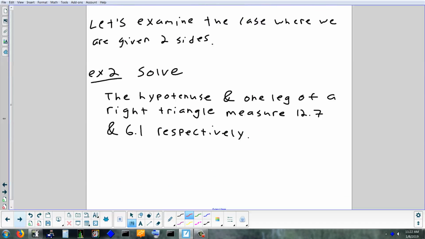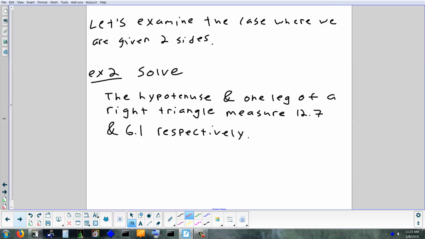All right, so let's look at this one. This is the case where you're given 2 sides. Now, they say the hypotenuse and one leg of a right triangle measure 12.7 and 6.1 respectively. How do you know which side there is the hypotenuse? It's bigger. It's bigger, yeah.